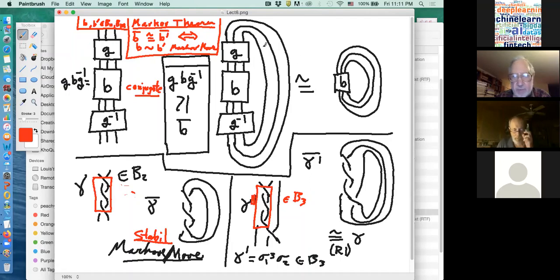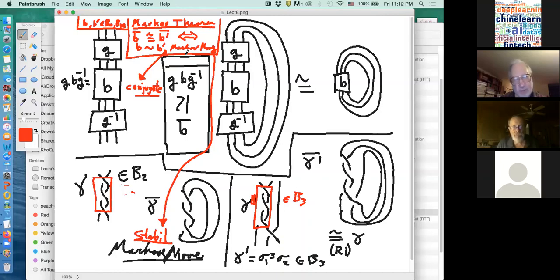And the Markov moves are conjugation and stabilization. So in other words, the two examples that I've just given you of ways in which two braids could give you the same knot are the generators for the theorem that says that two braid closures will be equivalent if and only if you can get from one to the other by either conjugation or Markov moves. And of course, that includes equivalences of braids along the way.